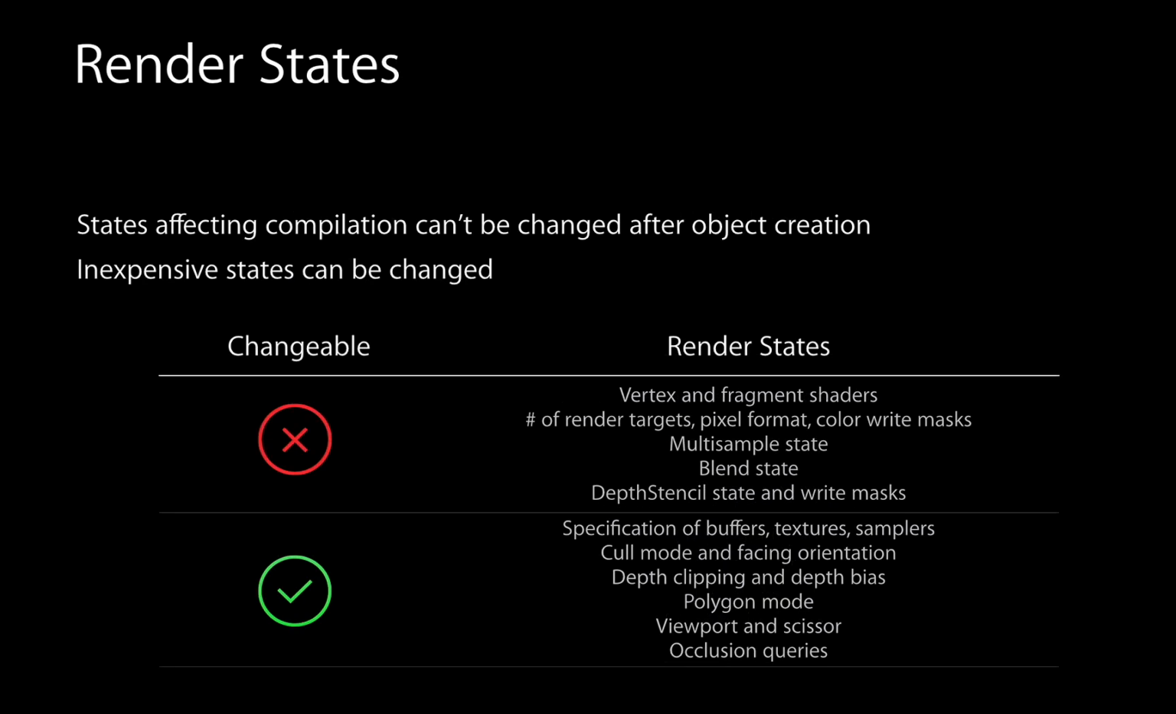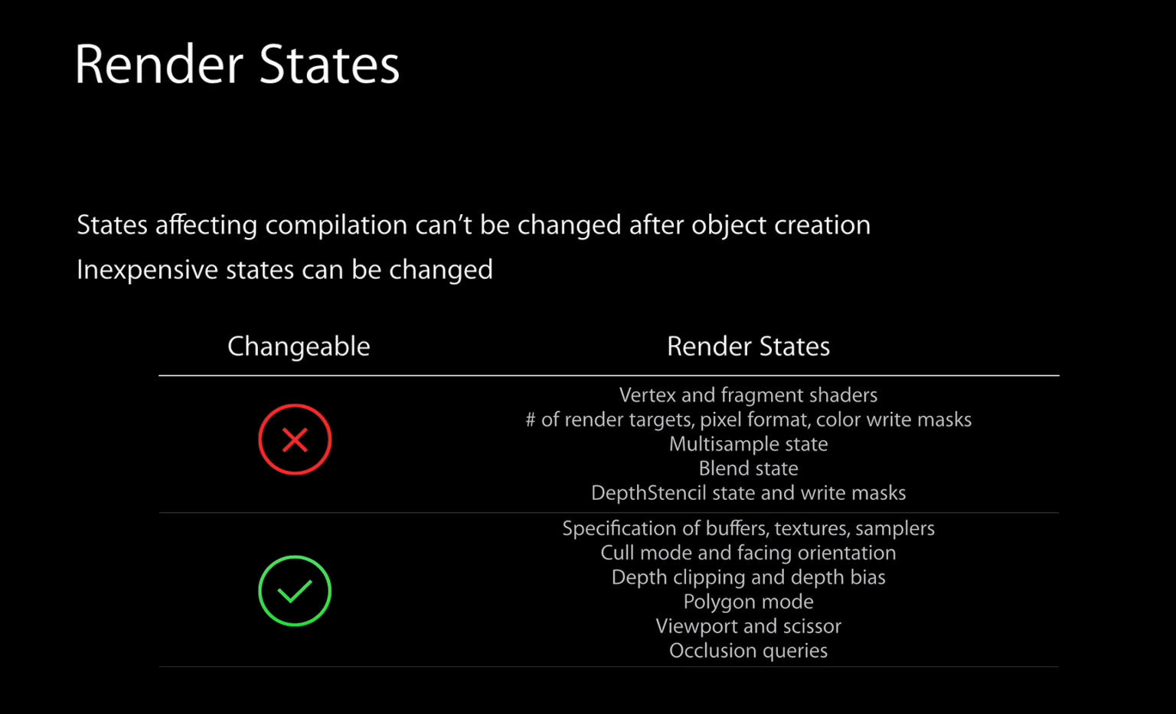Now, important to realize in Metal is that not all state objects are created equal. Some of the states are actually very expensive to change, and for these, we've put them in what's called immutable or unchangeable state objects. And you can't change these states after you've created the objects. These are the types of things that affect expensive operations or cause recompilation to occur. So things like the shaders themselves, you don't want us to be recompiling them all the time. So once you specify those into a state object, you can't change them. But other things, like the viewport and scissor, are actually really cheap to specify and really cheap to change. And so those remain flexible.